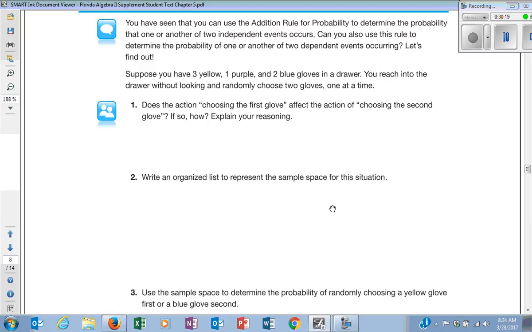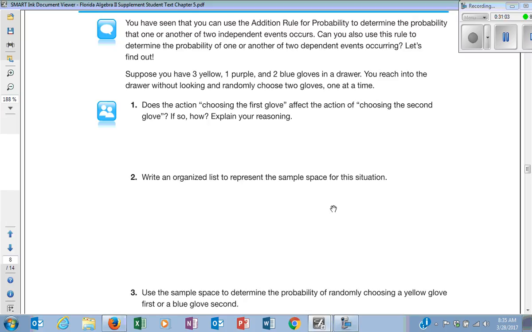So you reach into the drawer without looking and randomly choose 2 gloves at one time. Because we all do that. Right. Just reach in there randomly, choose it. Now, does the action of choosing the first glove affect the action of choosing the second glove? If so, how? But does it affect my second glove? Can I grab the same glove twice and satisfy 2 gloves? So does it affect it? Yes, because when I pull, I can't pull out the same yellow twice.